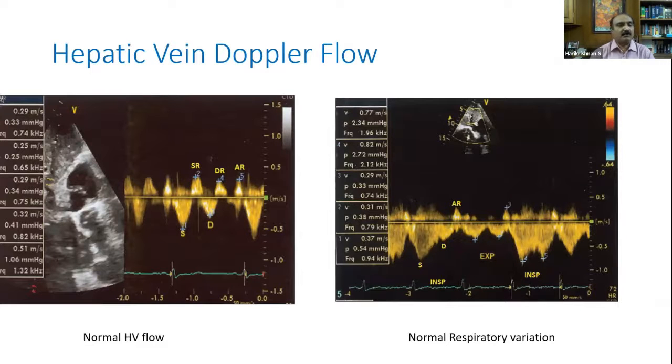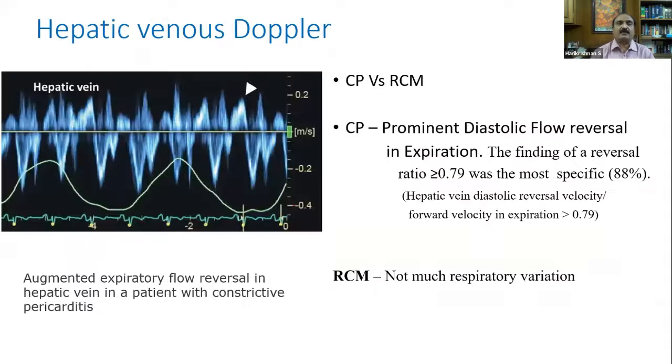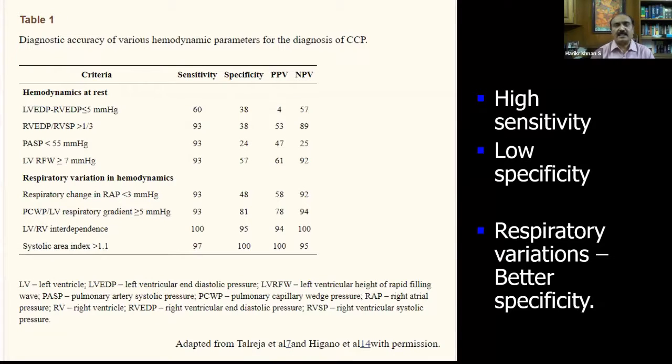Hepatic vein flow, I'm not going into the details due to lack of time. This is considered one of the very specific findings in constriction: prominent diastolic flow reversal in expiration, the ratio more than 0.79 is very specific. And in restrictive cardiomyopathy, there is not much respiratory variation. So among these, which are the specific and sensitive ones? The sensitivity is high in almost all the parameters, but the specificity is very low, except in the respiratory variation hemodynamics. Those are the more specific ones.